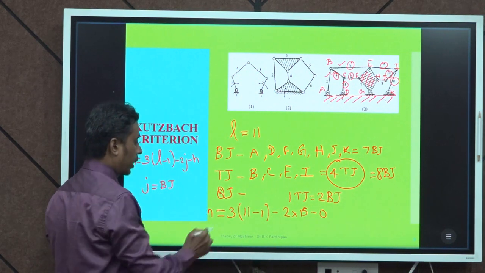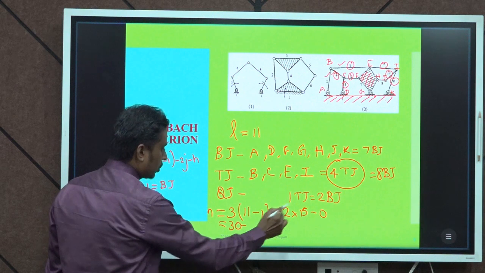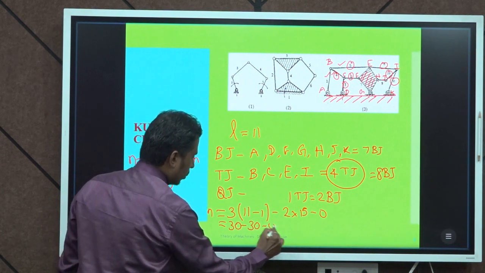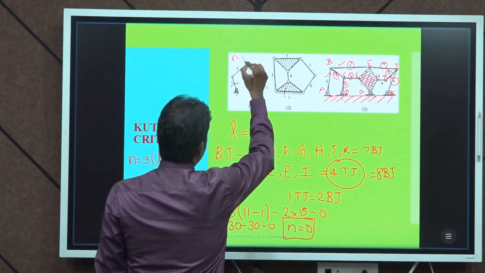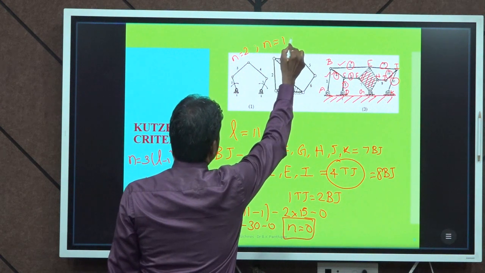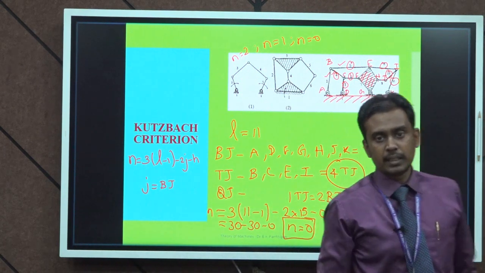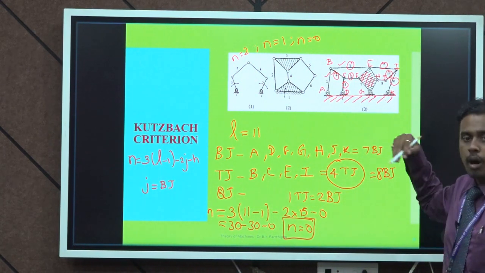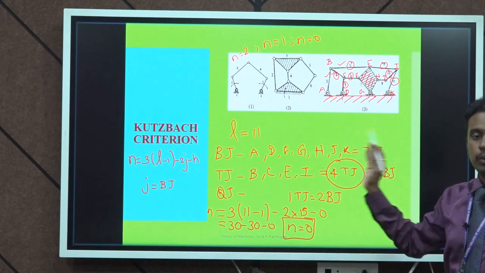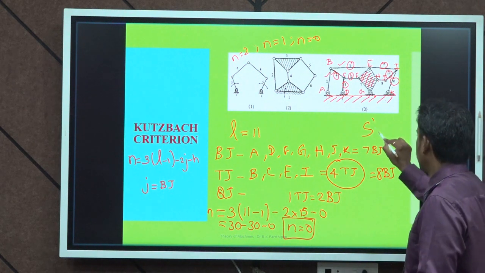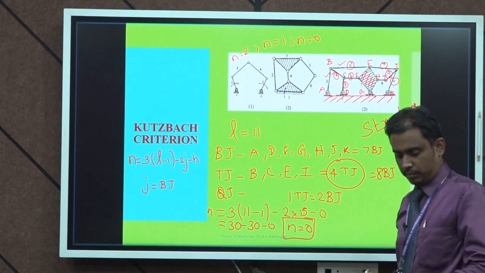So, 11 minus 1 is 10, 10 into 3 is 30, minus 2 into 15 is 30, minus 0. So, in this case n is equal to 0. So, in one case we have determined n is equal to 2, in one case n is equal to 1, in one case n is equal to 0. n equal to 0 means this arrangement is not able to convert into a mechanism even when we give an input. So, this is known as a structure. This kind of arrangement is known as a structure.